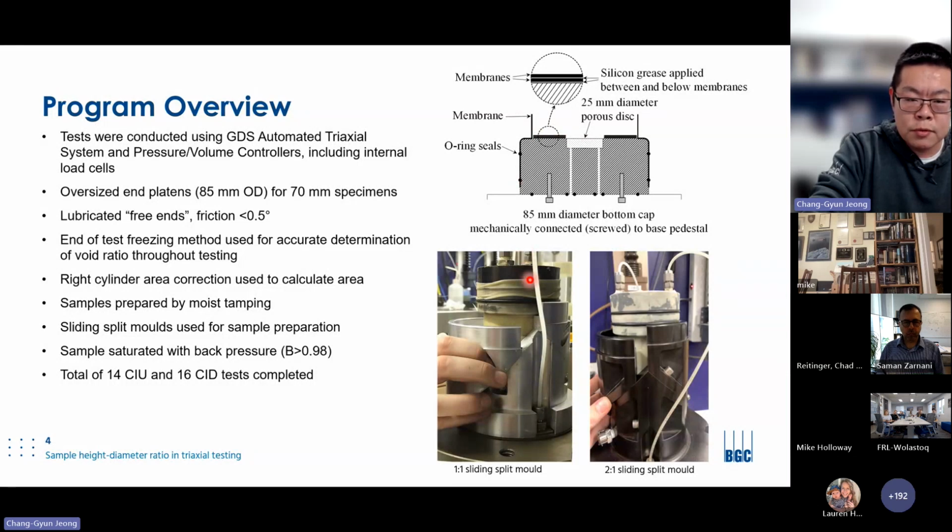And all samples were prepared by moist tamping using the slide split mold. So here's an example photo of a 1:1 sliding split mold and a 2:1 sliding split mold. And the samples were all back pressure saturated until they reached a B value larger than 0.98. About 30 triaxial tests were completed for the research, split half and half between undrained and drained.